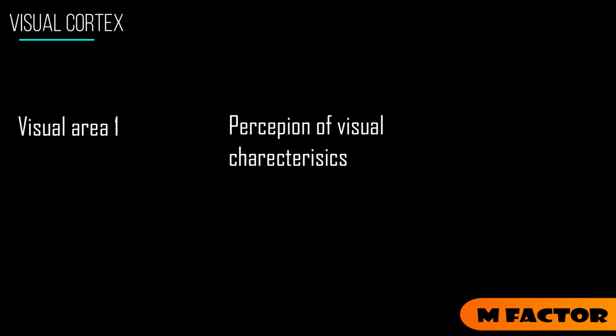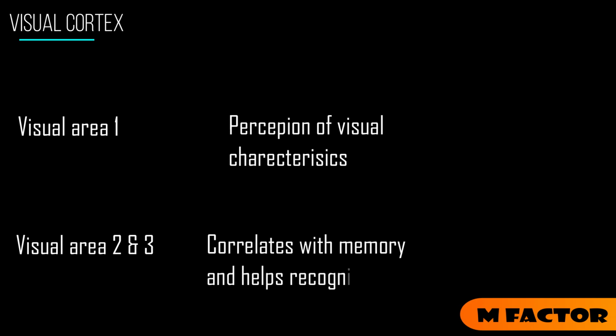Visual area 1 helps in the reception and perception of isolated visual impressions of color, size, form, motion, transparency, etc. Visual area 2 helps in correlation of the visual impulses with past memories and recognition of objects seen and identifying them, and also helps in knowing the depth of the object.